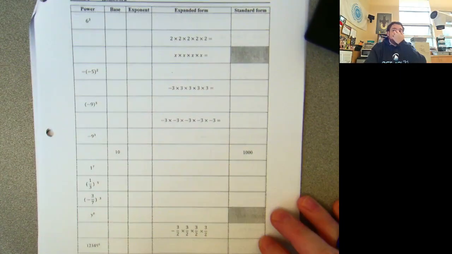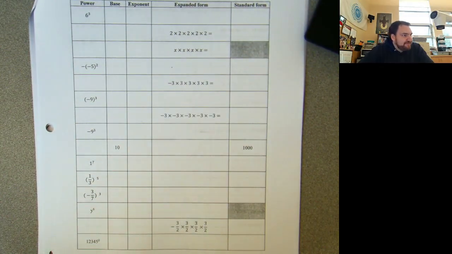So for x times x times x, what would be the base there? The base is x. The exponent is 5? No, it's not 5. Read it carefully. Oh, 4. And the result can't be x. There is no standard form. That's why I blocked it out. Standard form will be the same as power form, because you can't evaluate it when you don't have a value for x.